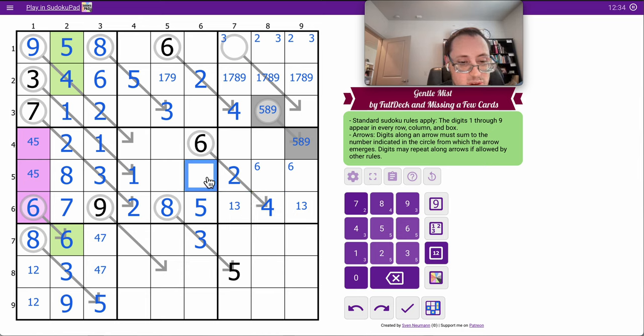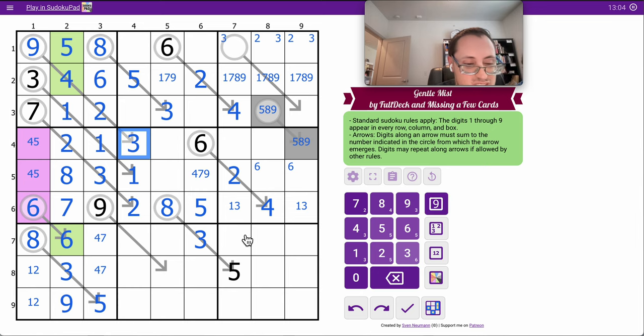This C is 1, 2, 3, 5, 6, 8. Maybe that doesn't help much. I have more clues on this 9, I think. 9, 4 plus 2 plus, that has to be 3. Back to this 9.